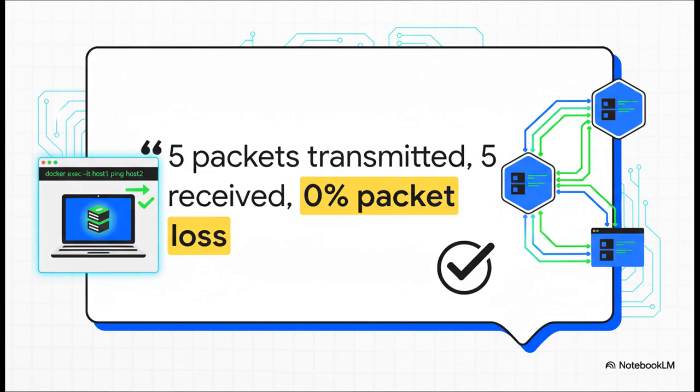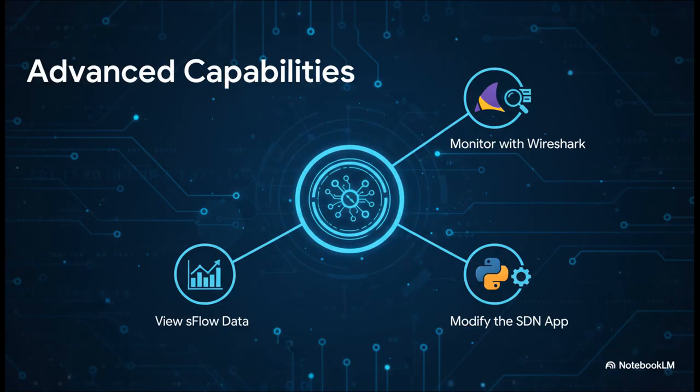It works. And honestly, that's just scratching the surface. The lab doesn't stop there. The README file shows you how to go way deeper. You can fire up Wireshark to inspect the actual OpenFlow traffic. You can get detailed analytics with sFlow. You can even jump in and modify the Python code for the Ryu controller itself to completely change how the network behaves. It's an incredible sandbox for learning.